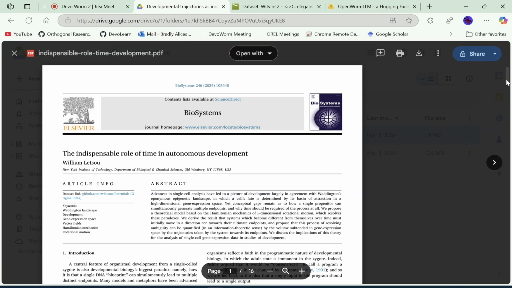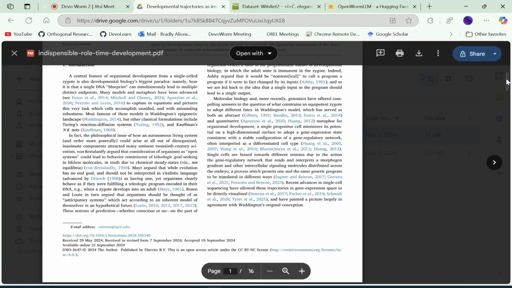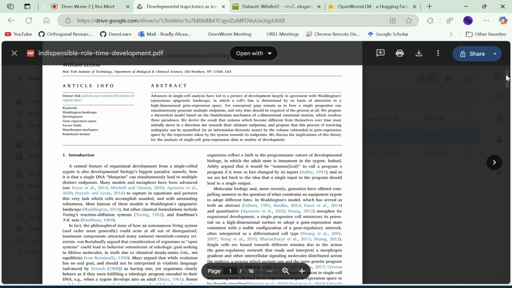So let's start with this paper here in BioSystems. This is called The Indispensable Role of Time in Autonomous Development. This is by William Letsou, from the New York Institute of Technology. And I actually reviewed this paper for publication. I thought it was good.